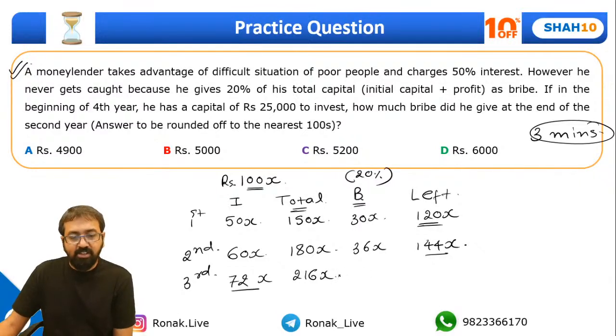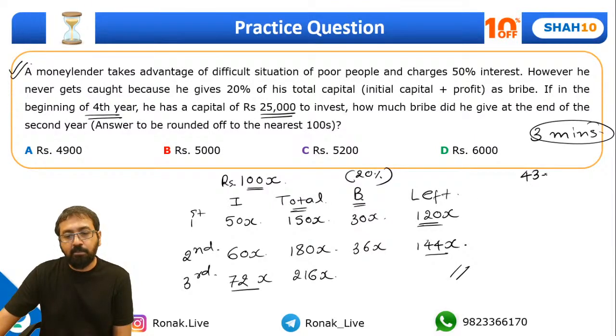But we don't have any problem even if it gets into decimals, because in the beginning of 4th year he has 25,000 capital. Can I say beginning of 4th year means end of 3rd year? So what will be the bribe over here? 216x minus 20% of that, so 20% will be 43.2x. Subtract 43.2x from 216x, so how much will it come to, guys? How much will it come to?